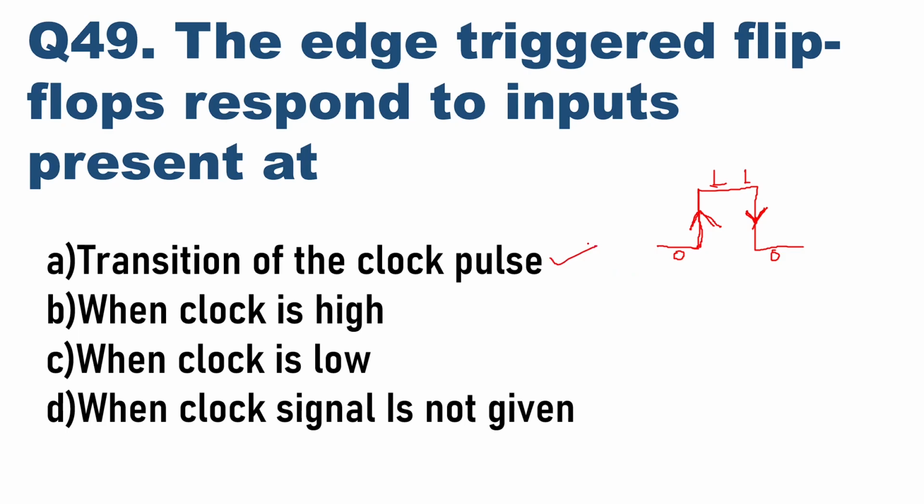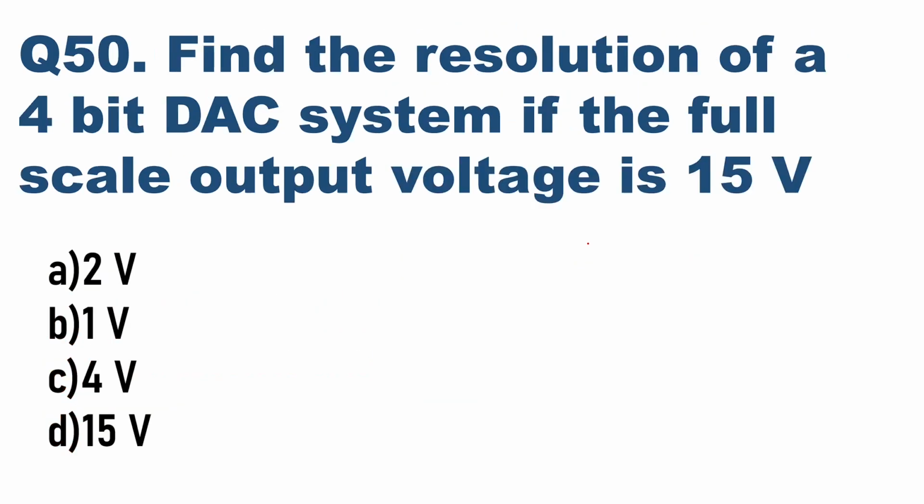So the edge triggered flip-flop responds to inputs present at a transition of the clock pulse. That is, it is going to respond to the edges of the clock pulse, the leading edge or the falling edge, and that is nothing but a transition of the clock pulse. So option A is the right answer here. Then we'll go to the next question.